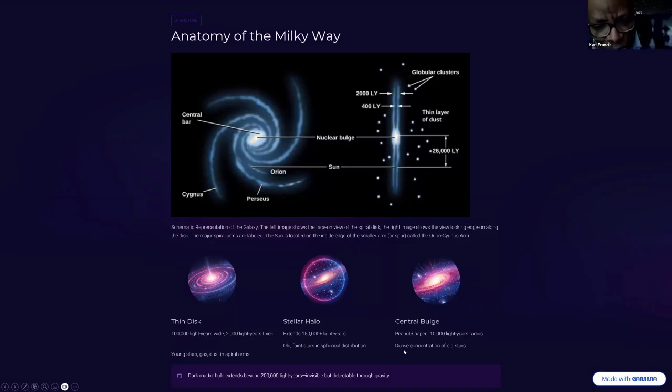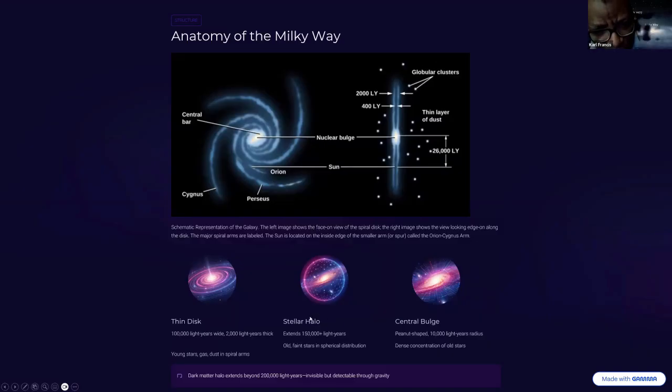And we also should note that the central bulge is not just a bulge, like a spherical bulge. It tends to be peanut shaped, about 10,000 light years in radius, with a dense concentration of very old stars. So we know older stars from our previous lectures are going to be yellow. So that's where you get that yellow bar, that yellow hue when you're looking at a lot of the, I guess you could say, realizations of the galaxy, right?